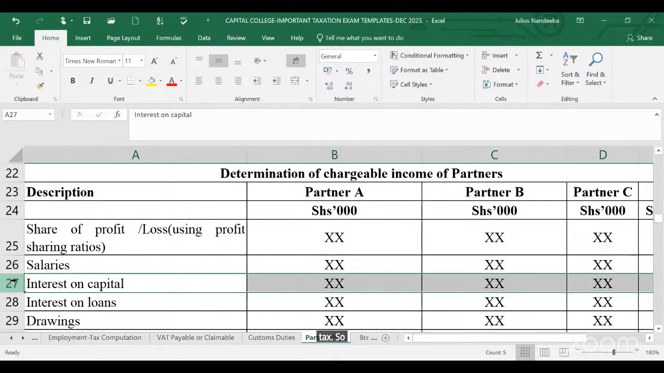So the 3 marks are, the first mark is for adding it back. The second mark is for coming and subtracting it. And the third mark is bringing it in the individual accounts.